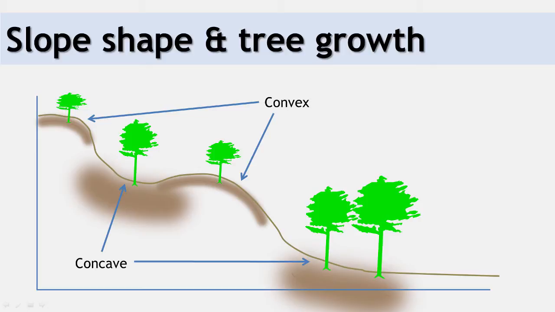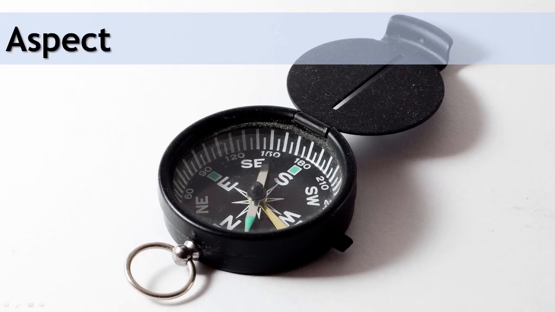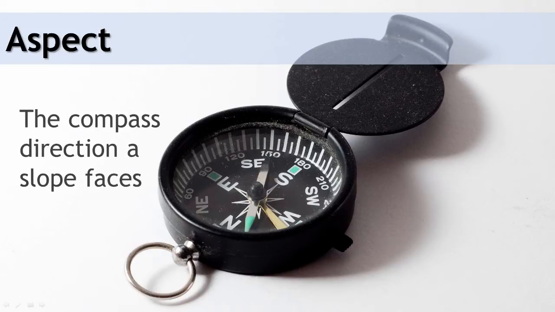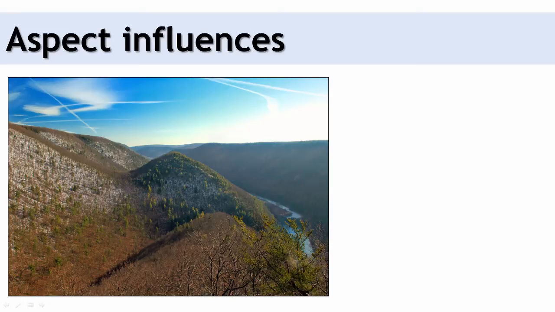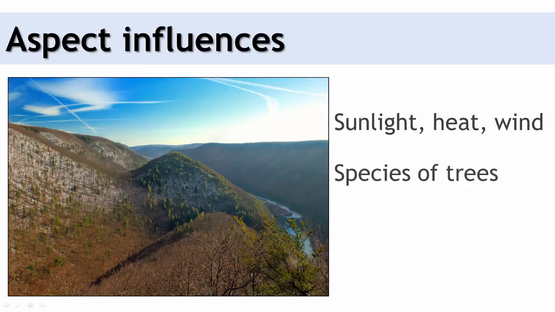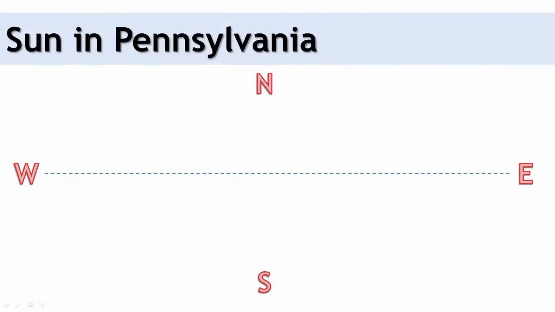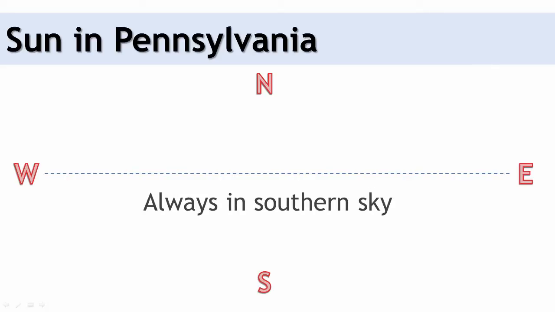Now that we've discussed slope, let's examine aspect, the other component of topography that influences tree species composition and site productivity or growth. Aspect is the compass direction a slope faces. The direction a slope faces influences the amount of sunlight, heat, and wind a site receives. These in turn influence the species of trees able to grow on a site and how well they grow. Here in Pennsylvania and elsewhere in the northern hemisphere, the sun is always in the southern sky. It rises in the east and sets in the west.